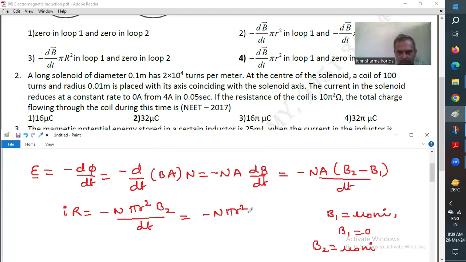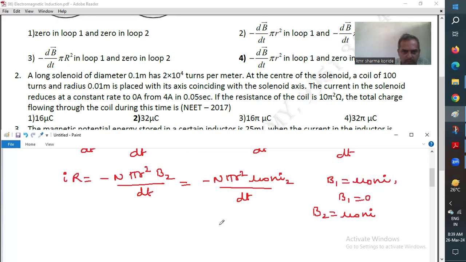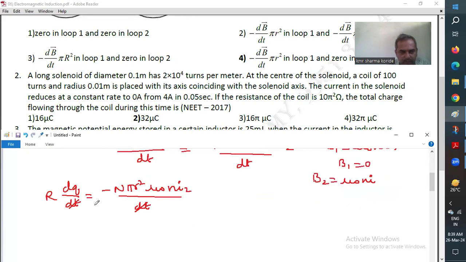Then with B2, mu naught n I2, because I1 is 0, divided by dt. So now from the idea of current electricity, I can be written as dq by dt, the rate of flow of charge through any cross section. Minus N pi r square with mu naught n I2 divided by dt. Sorry, I forgot to write R, so there is R also. So dt gets cancelled.